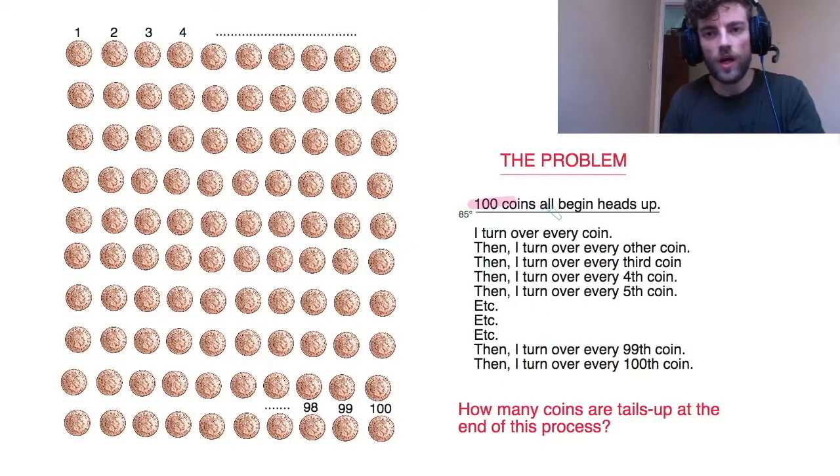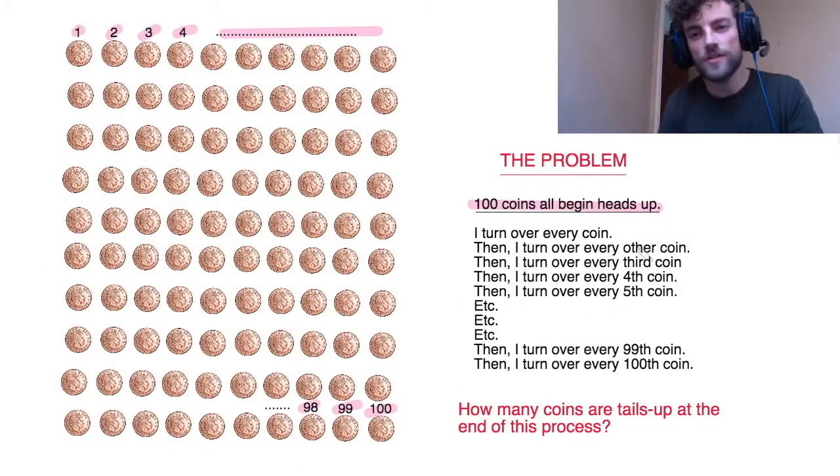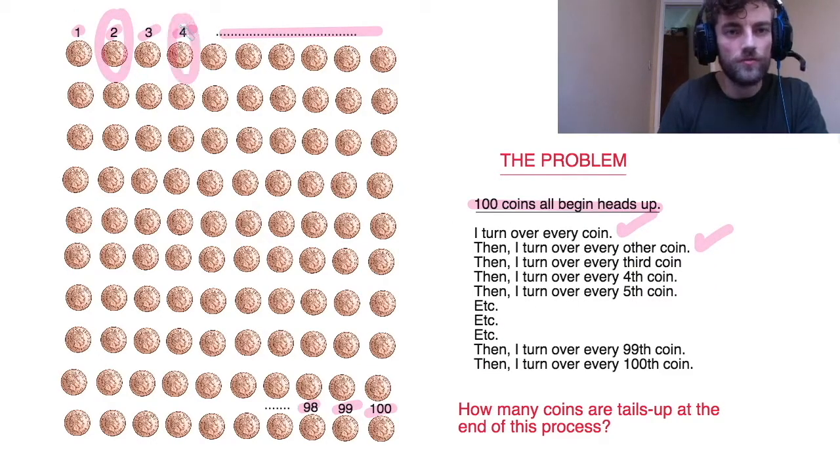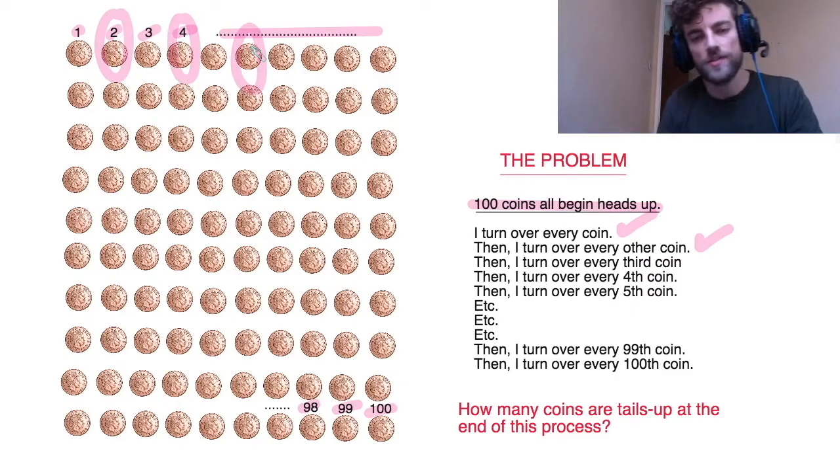I have 100 coins all in a line, all heads up. And so what I do is I turn over every single coin. If I turn over every single coin, they are now all tails up. I go back to the beginning of the line and I turn over every other coin. In other words, coin 2, coin 4, coin 6, etc, all the way up to coin 100. Following so far, there are now 50 coins that are tails up.